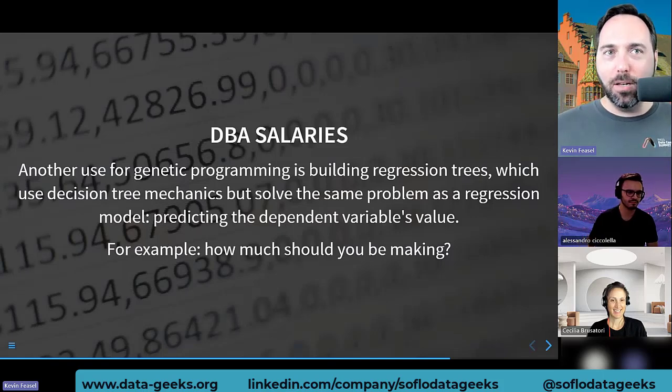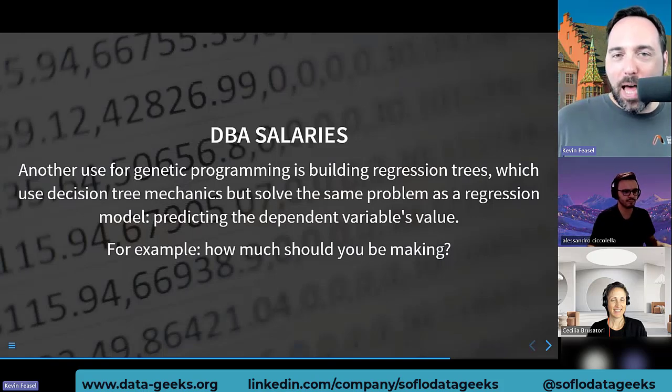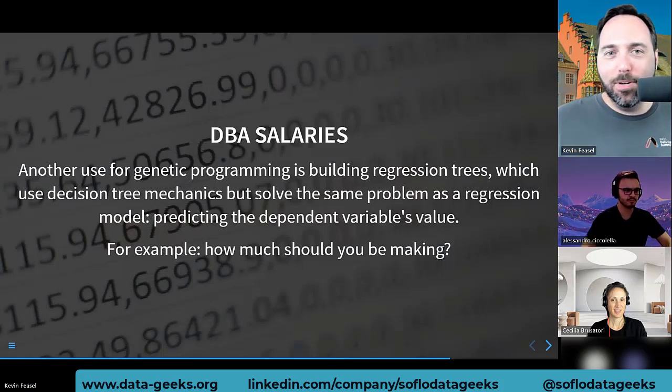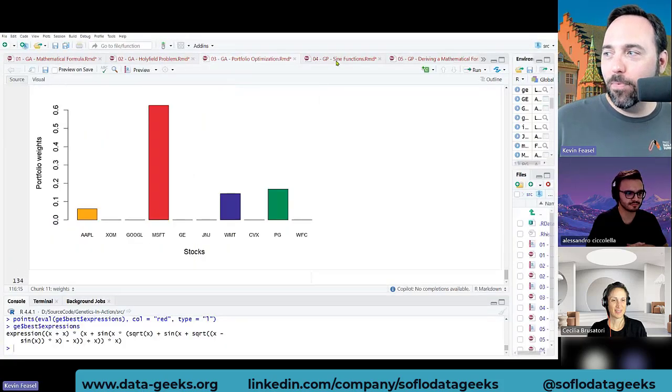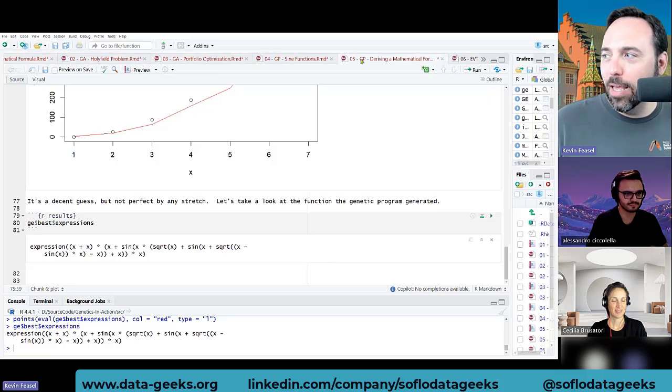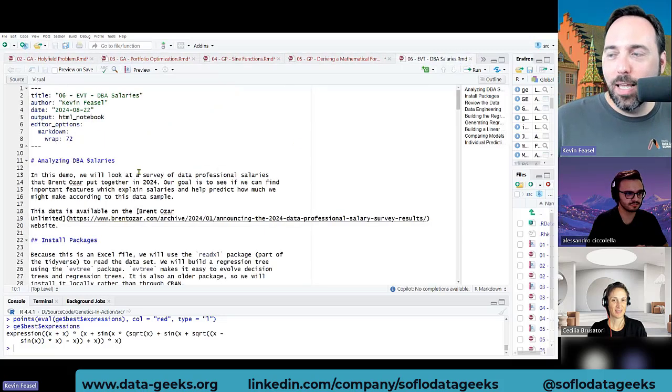Technically, again, this will not be truly GP. This will be evolutionary trees. But who's going to stop me? So the question is, all right, you're a DBA or some other data platform professional. How much money should you make relative to your peers? Or rather, based on what your peers are making. So let's look at this.